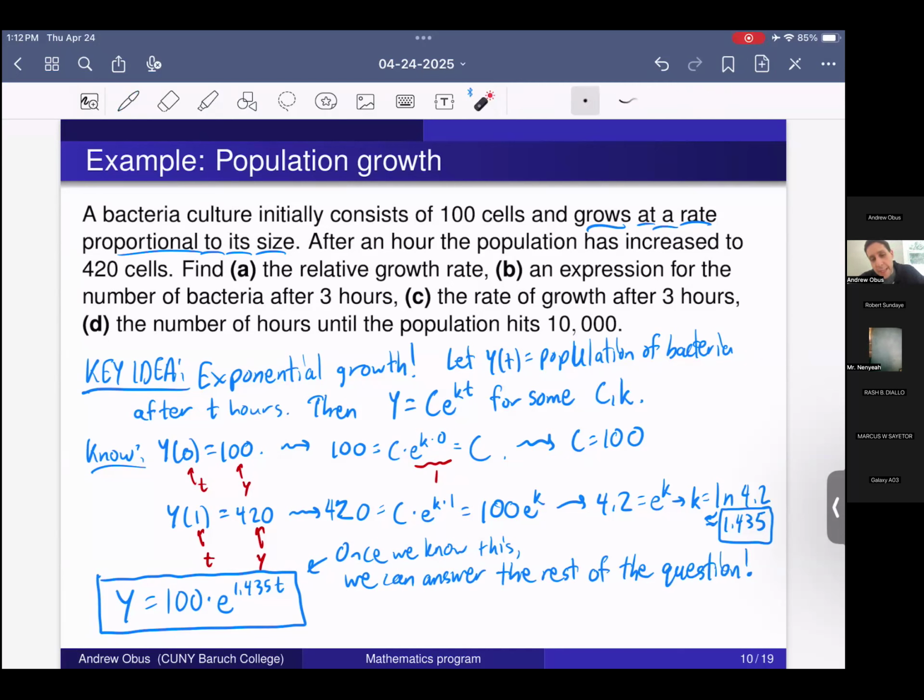Okay, so the key with all these exponential growth questions is first, try to figure out what the function is. You know it will always have the form c e to the kt, but to know what's the right value of c and what's the right value of k, you've got to use the information in the problem. So the information in the problem tells you that y of 0 equals 100 and y of 1 equals 420. Using that information, you can figure out the values of c and k. We use this to figure out c equals 100 and k equals 1.435.